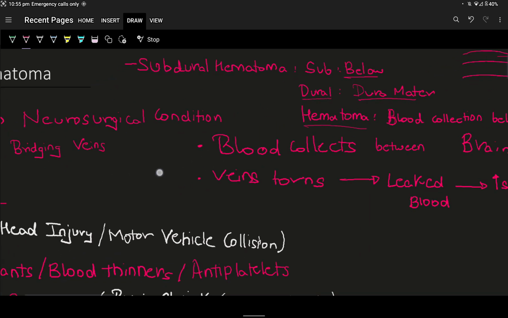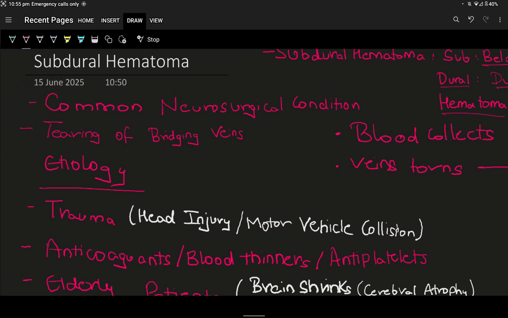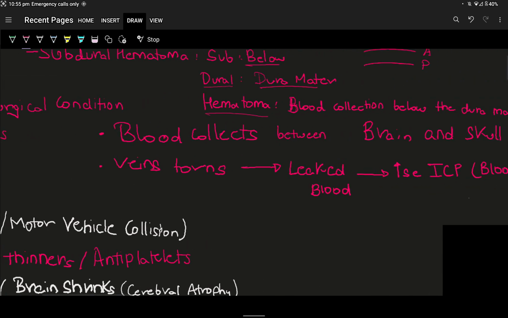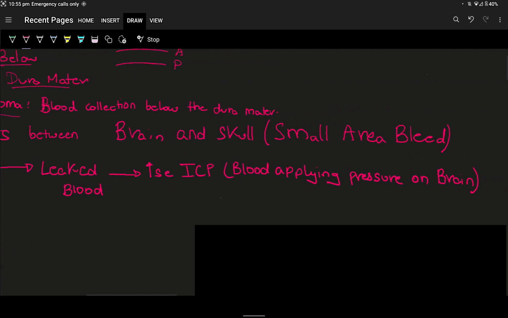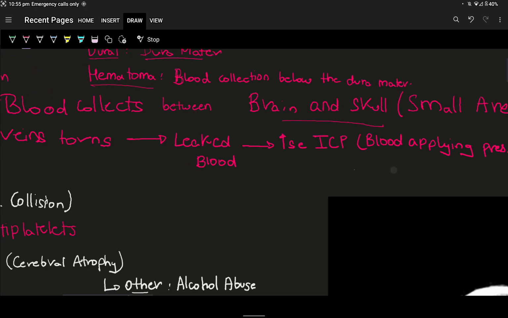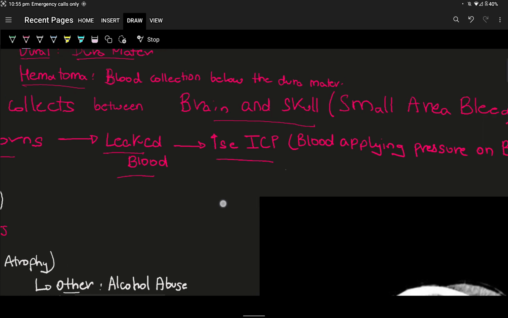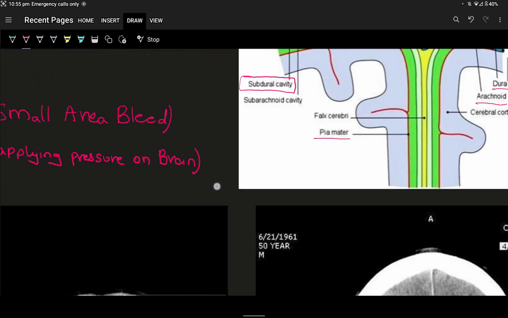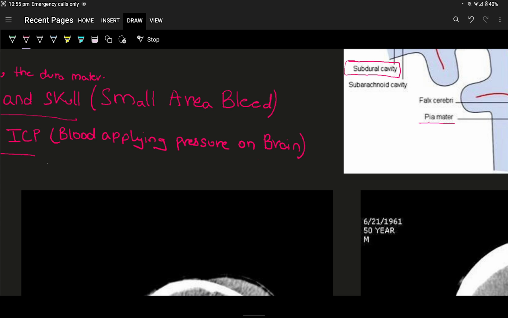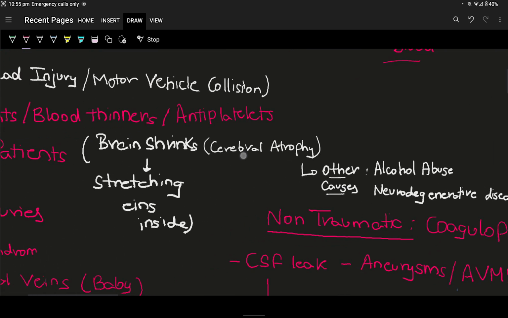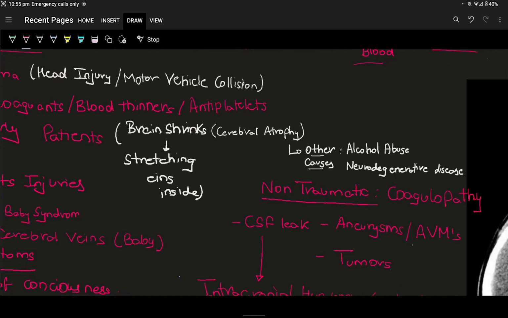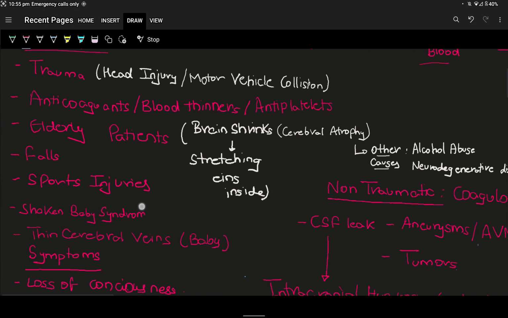So this was the basic definition of the skull layers, brain layers, along with what subdural hematoma refers to. We mentioned it as the tearing of the bridging veins and the blood getting collected between the brain and the skull. The veins are torn, which leads to leaked blood and increased ICP. This increased intracranial pressure applies on the brain, and this high amount of pressure leads to various neurological disturbances, which we will discuss.